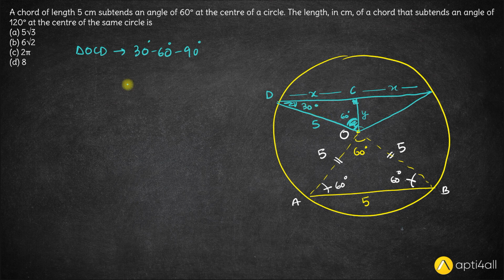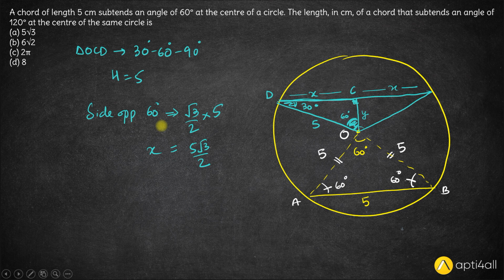So if the hypotenuse is 5, the side opposite to the 60 degree angle, which is what we need to figure out, CD, will be root 3 by 2 times the hypotenuse, which is 5. So x here comes out to be 5 root 3 by 2.